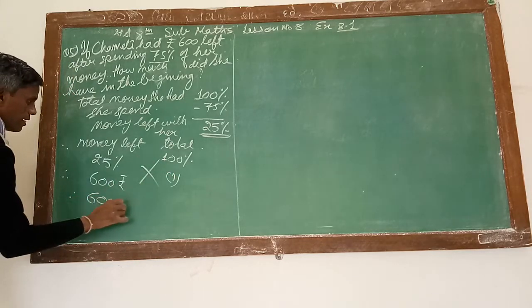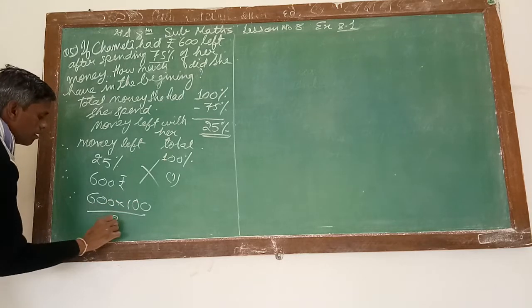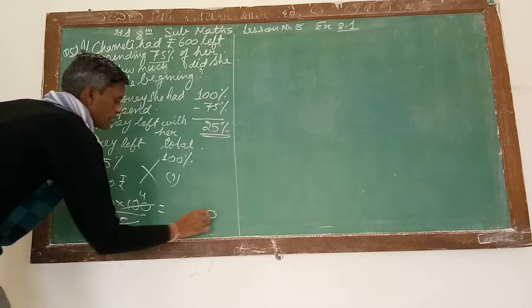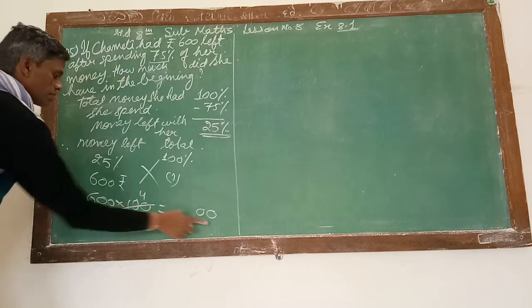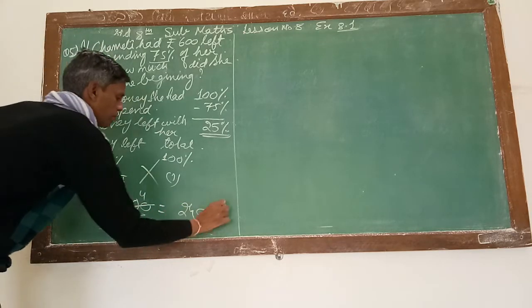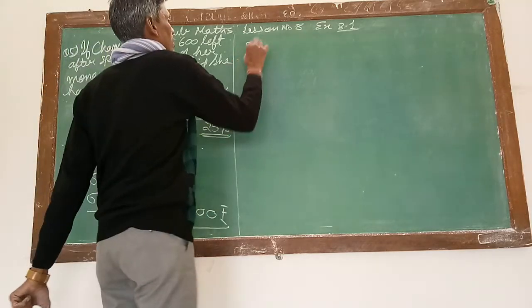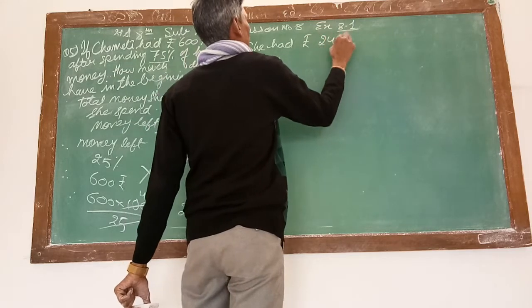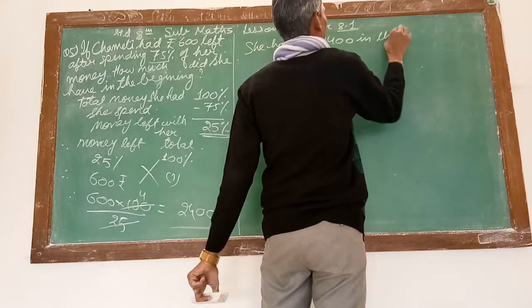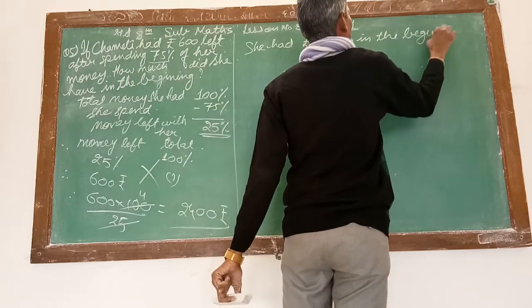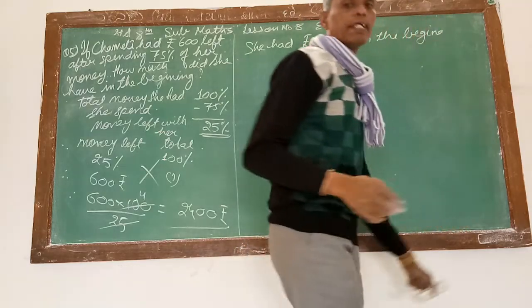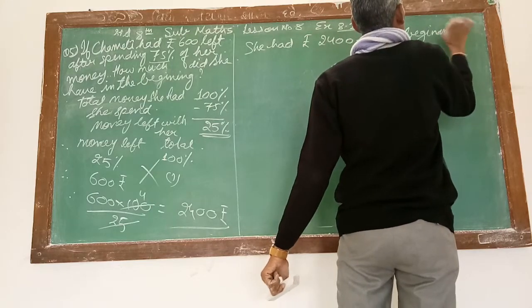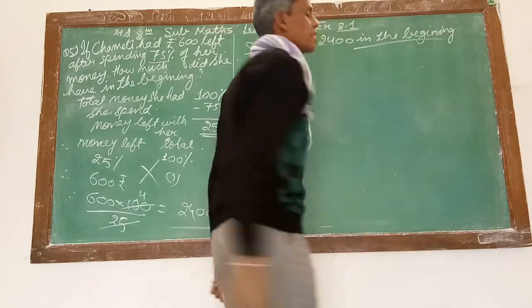Therefore 600 into 100 upon 25. 25 4s are 100, zeros cancel, 6 4s are 24. That means she had 2,400 rupees in the beginning. Okay, this is the answer.